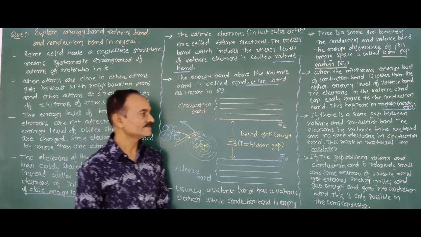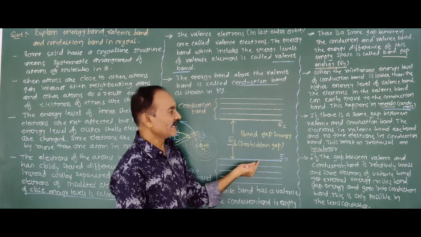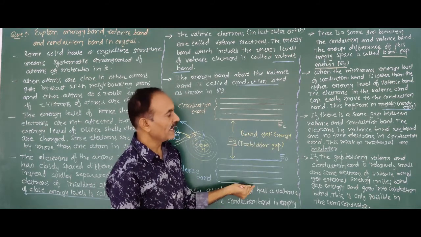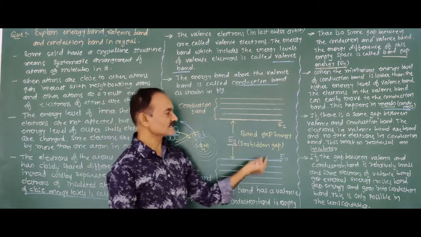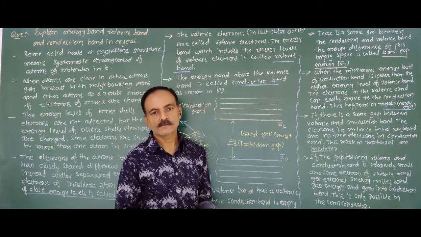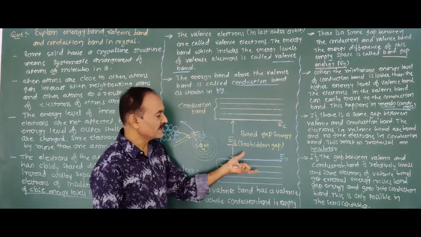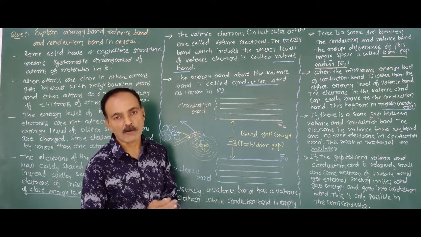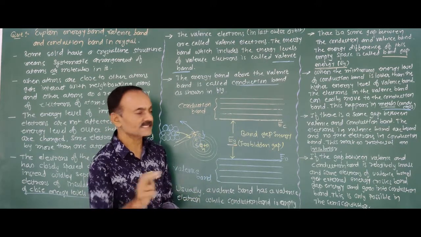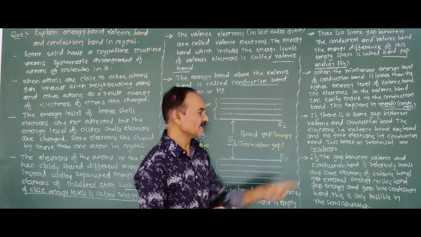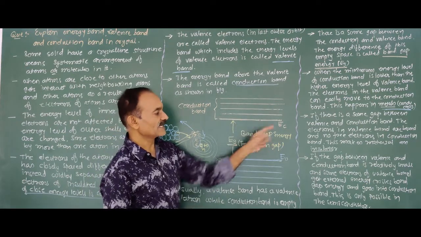Now, what about the insulator? If there is a large gap between the valence band and conduction band, the electrons in the valence band are bound and there are no free electrons in the conduction band. That means if the gap between the conduction and valence band is very large, no electron can move from the valence band to the conduction band. All the electrons in the valence band are bound, and the conduction band is completely empty. This makes the material an insulator.